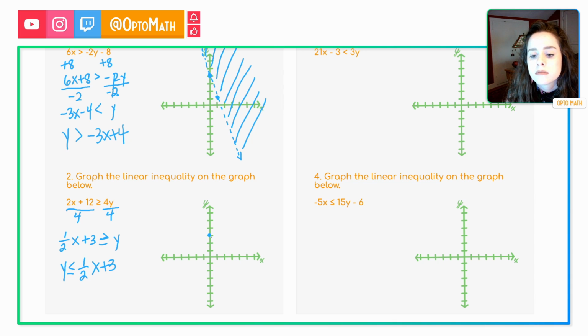Plus 3. And that's because that's our y-intercept. And we'll do 1/2. Up 1 over 2. This has an or equal to, so it will be a solid line. So it looks something like that. And it's a less than, so we're shading below. Again, this is me showing shading.